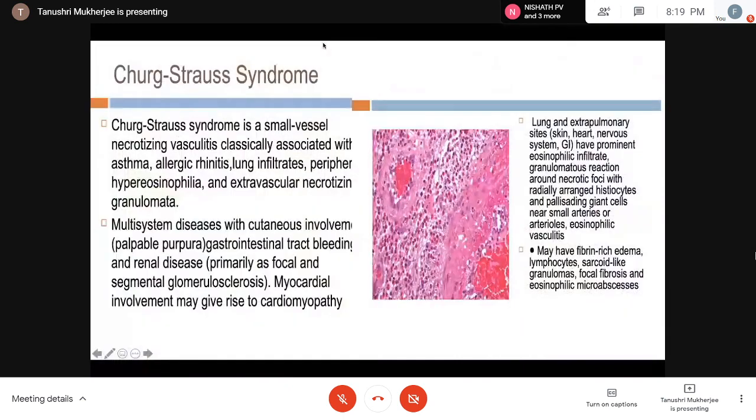Then Churg-Strauss syndrome is a small vessel necrotizing vasculitis associated with asthma, allergic rhinitis, and lung infiltrate. It's a multi-system disease with cutaneous, GI tract, and renal disease. Myocardial involvement may give rise to cardiomyopathies. Lung and extrapulmonary sites have prominent eosinophilic infiltrate. May have fibrin-rich edema, lymphocytes, sarcoid-like granulomas.